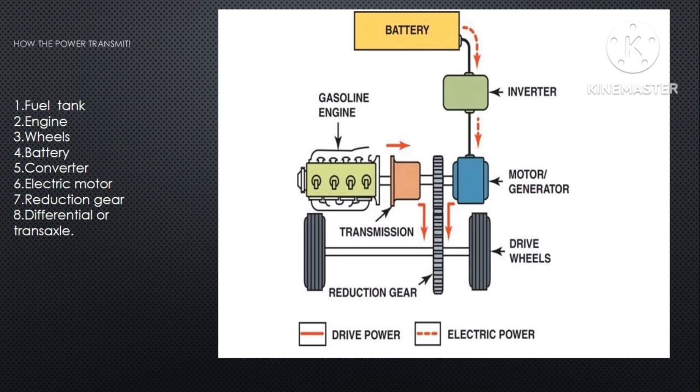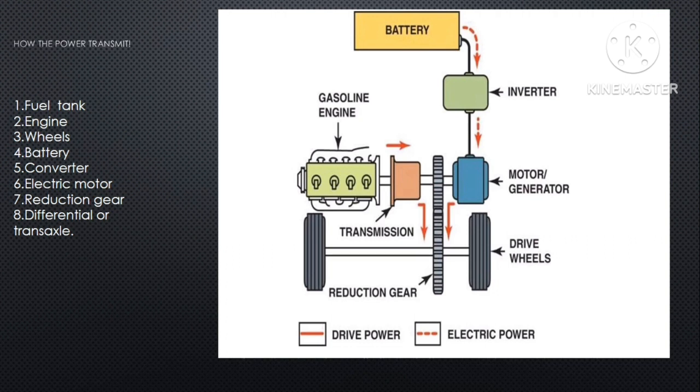The duty of the converter is to convert AC voltage to DC voltage with the help of the diodes and rectifier. We have an electric motor that also acts as a generator, reduction gear, and differential or transaxle. This depends on whether the vehicle is front wheel or rear wheel. If it's front wheel, transaxle; if it's rear wheel, differential.